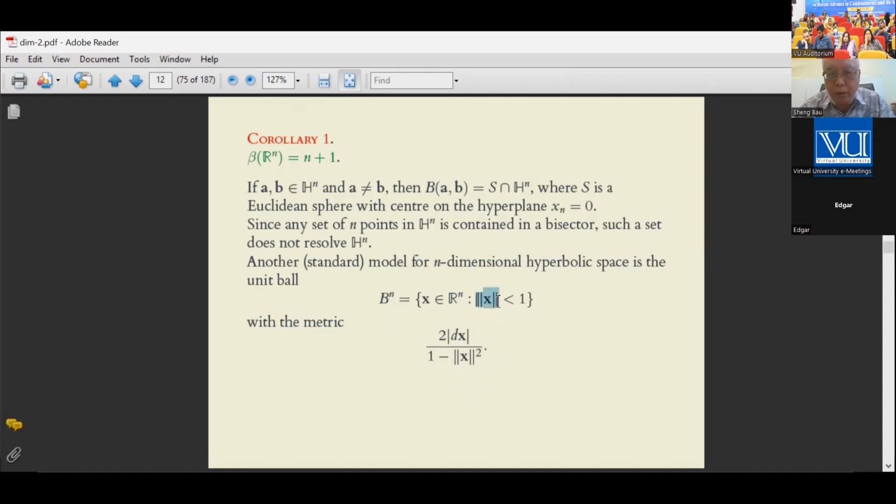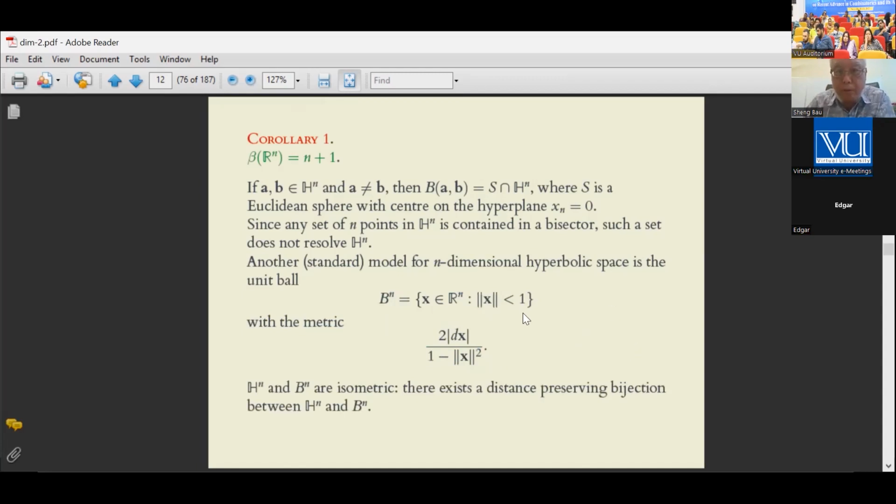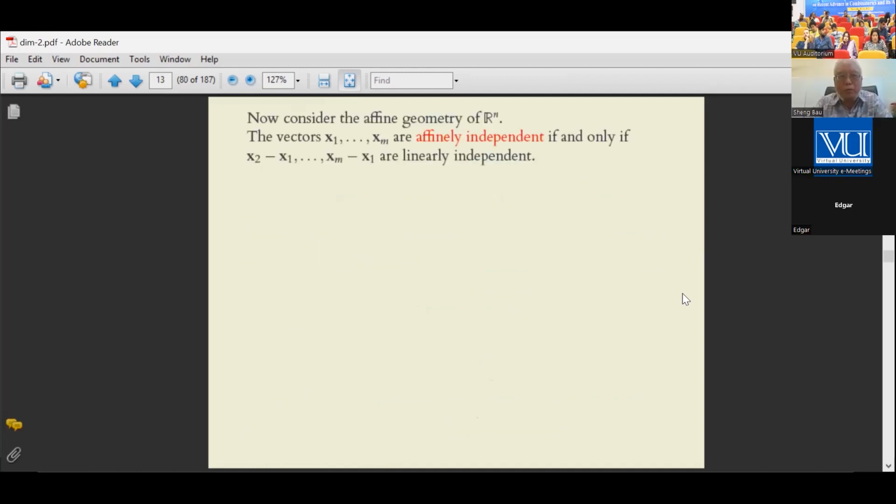Because the length of this vector is less than 1, this denominator is non-zero, actually positive. This is a non-negative number, therefore it's a metric, a distance metric. And it is very easy to prove that the metric dimension of Riemann space is n+1. And we're going to demonstrate this for the case n equal to 2 with graphics.